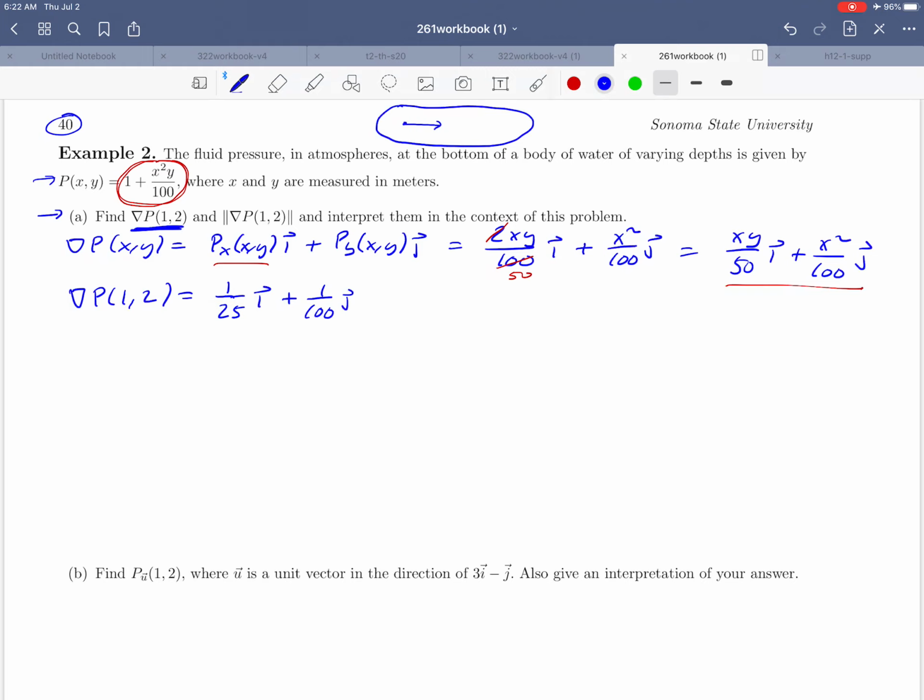Okay, and they also asked us for an interpretation of this. At the end of this problem, we're going to write a nice, thorough interpretation, but let's just think conceptually about this right now. What does the gradient vector represent again? Well, we could say that this just points us in the direction of maximum pressure increase.